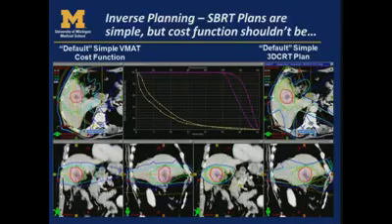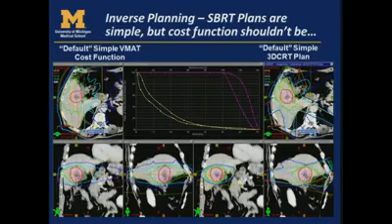Just a little thought about inverse planning. Many SBRT plans are actually very simple. We choose to use VMAT on them because it's a little bit faster for the delivery. But setting up the cost function may not be as simple as you think it would be.